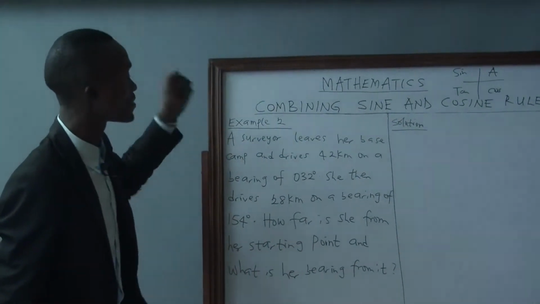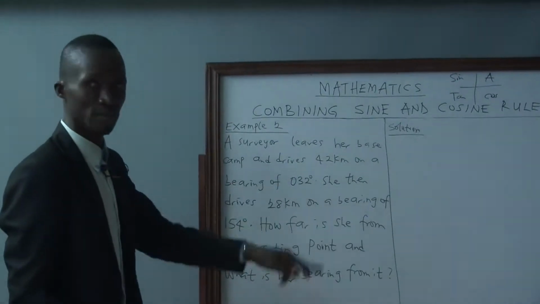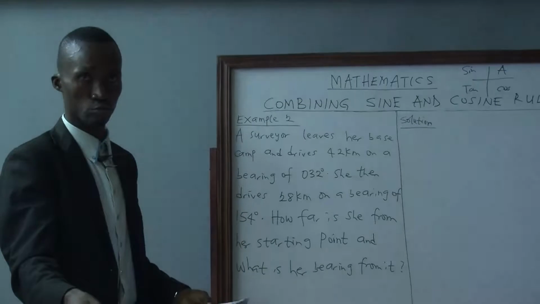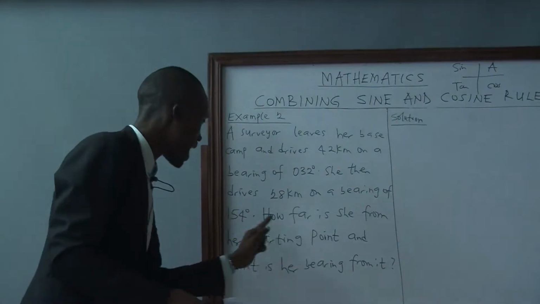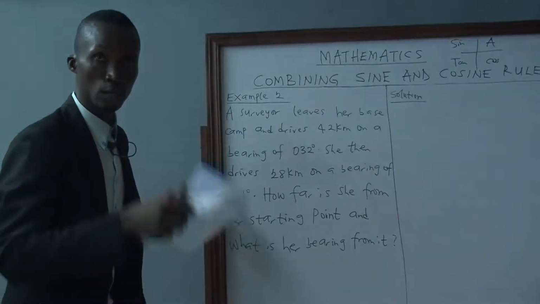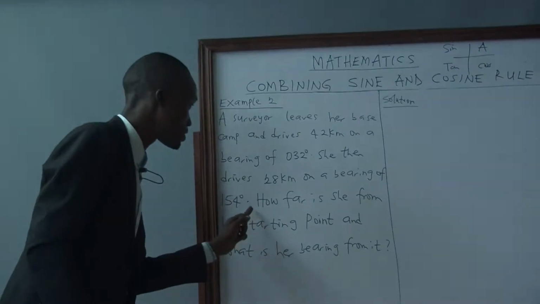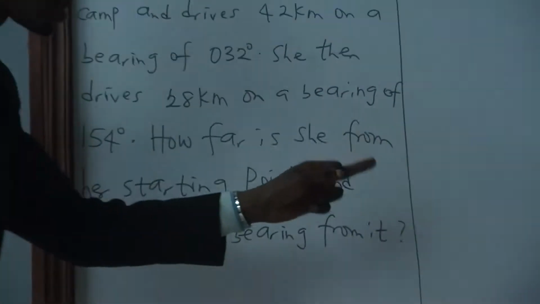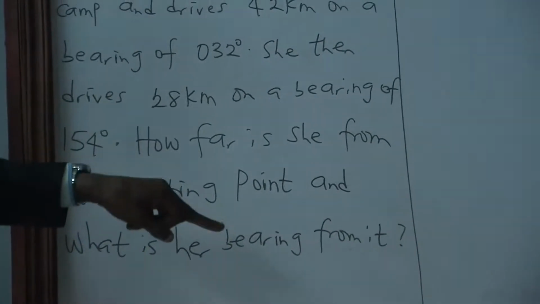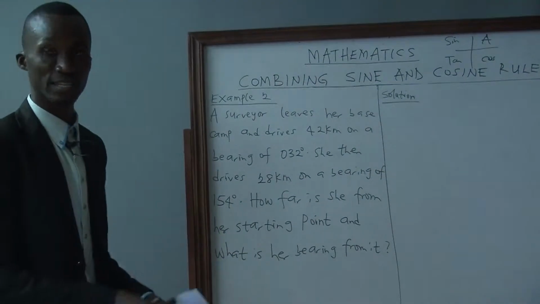So after driving 42 kilometers, she then drives another 28 kilometers. For this 28 kilometers, she has changed her route. She moved in another direction on a bearing of 154 degree to get to her final destination. Now the question is asking us how far is she from her starting point, and what is her bearing from her starting point to her final destination.